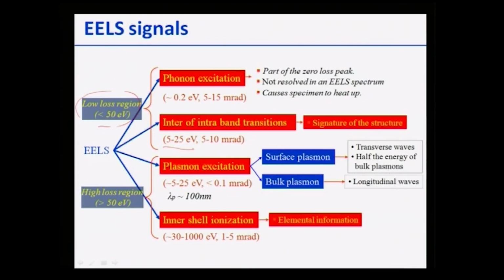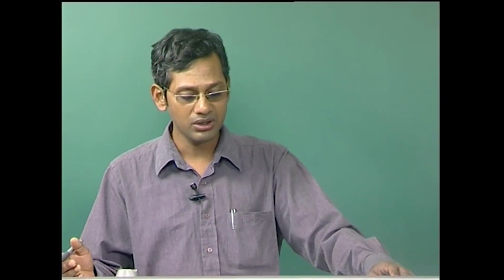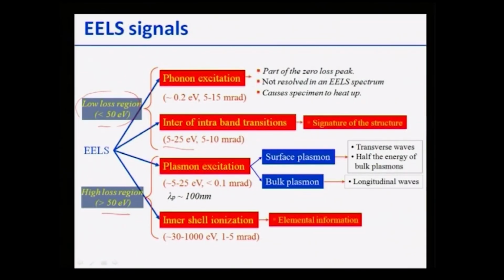And then you have something known as high energy loss, where energy losses are more than 50 electron volts, and two things happen there. One is called plasmon excitation. Plasmons are collective oscillations of the electrons in metals, where the free electrons are plentiful, and they are very strong. There can be both types of plasmons, surface plasmon or bulk plasmon. One is a transverse wave, the other is a longitudinal wave, because these are all collective oscillations, wavy in nature.